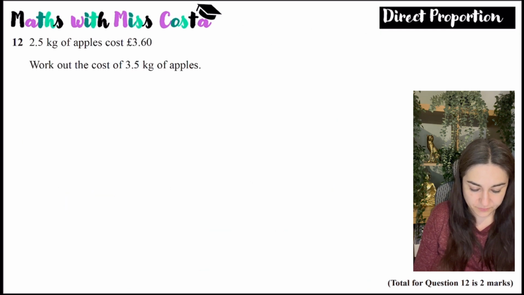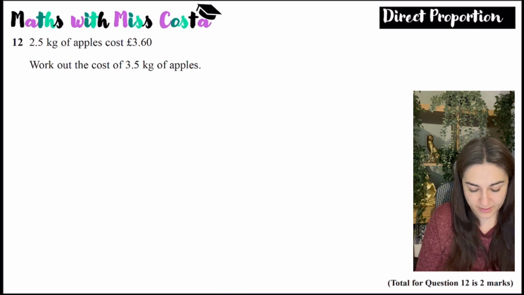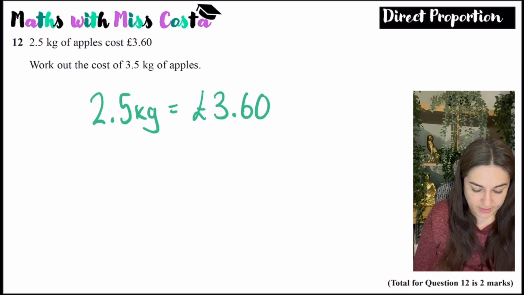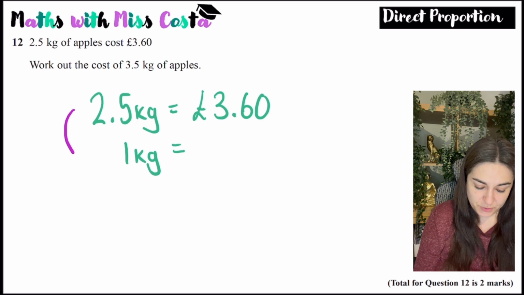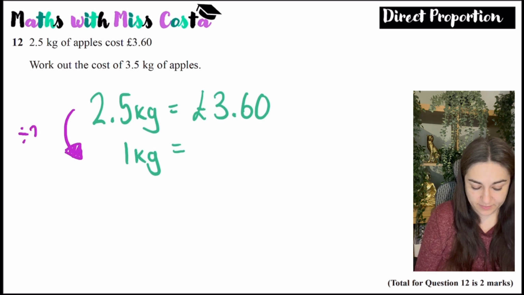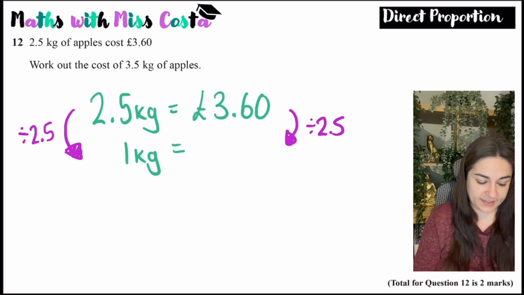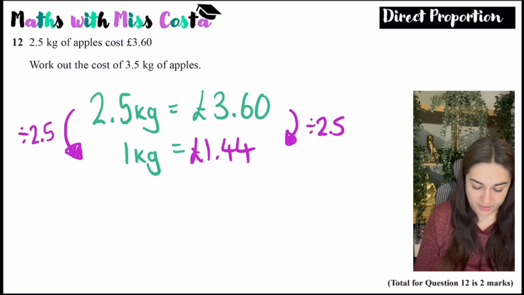Next, I have got a direct proportion question. So I'm told that 2.5 kilograms of apples cost £3.60. So what I might want to do is work out what 1 kilogram is. So how do I get from 2.5 to 1? Well, I divide by 2.5. So I'm going to have to do the same to this side. So I divide by 2.5. £3.60 divided by 2.5 is £1.44. So that means for 1 kilogram, he'd pay £1.44.